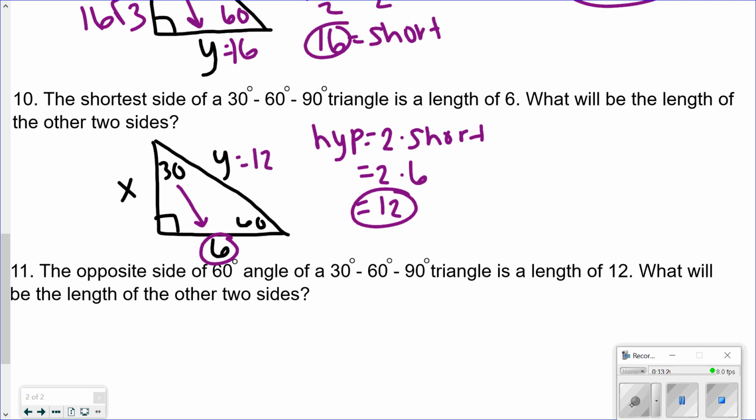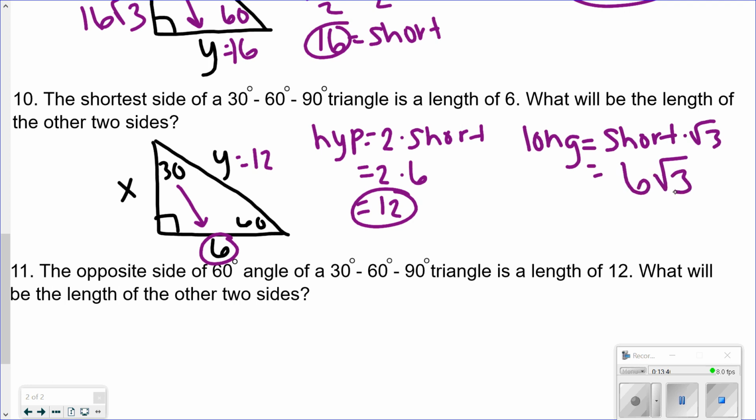Next, we need to figure out what is the length of the long side, or x. So the long side is equal to the short side times radical 3. Once again, the short side is 6, so I'm just going to replace the short side with 6, times that by radical 3, and I'm done. So x is equal to 6 radical 3.